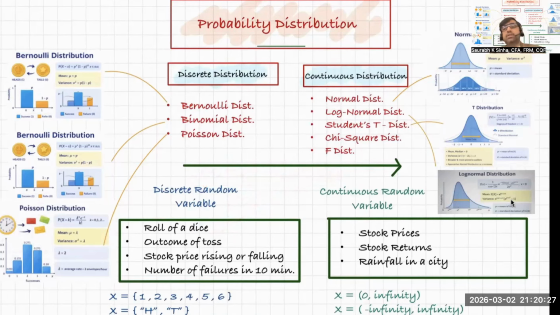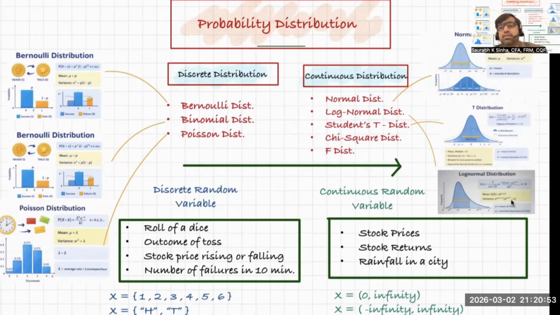Again, if I say toss of a coin, the outcomes are finite and countable because there are only two outcomes, head and tail. If I say the stock price will rise or fall or remain constant, again, only three countable finite possibilities. So you can count the number of outcomes, which are finite and countable, and that's why these entities are called discrete entities.